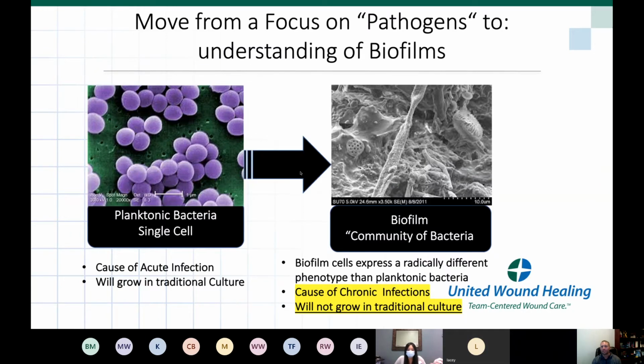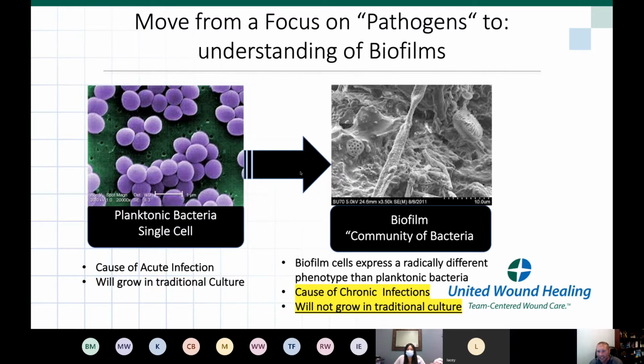So we move from a focus on pathogens, the things that are alive and wiggling and crawling, to understanding a terminology called biofilm. Planktonic bacteria are the single cells you see on the left, and those are little purple balls. They're alive and moving around. That's not what's on the surface of a wound incision or inside of your resident's chronic wound. It does not look like that. This is inside of a chronic wound or a wound incision. You see all different types of bacteria, right?